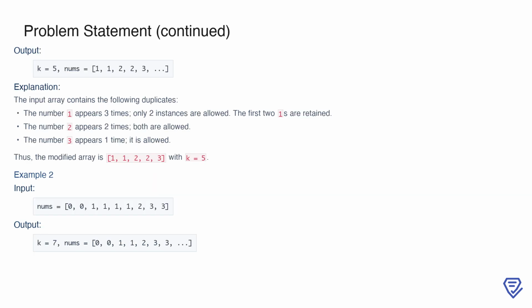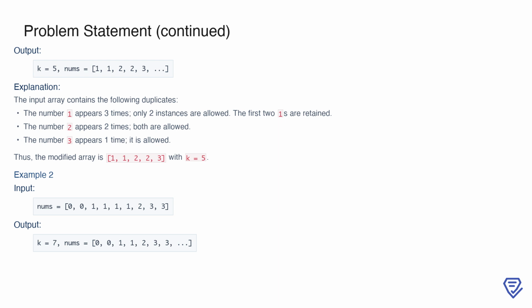Suppose the input array is nums equals 1, 1, 1, 2, 2, 3. For the output, we get k equals 5 and nums equals 1, 1, 2, 2, 3. Here's how this result is derived. The number 1 appears 3 times in the array, but since each unique element can appear at most twice, only the first 2 occurrences of 1 are retained.